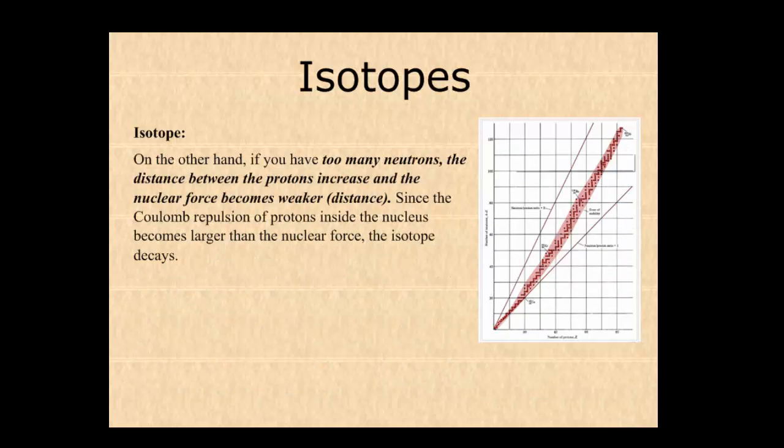On the other hand, if you have too many neutrons, the distance between the protons increases and the nuclear force becomes weaker. Since Coulomb's law of repulsion of protons inside the nucleus becomes larger than the nuclear force, the isotope will decay.